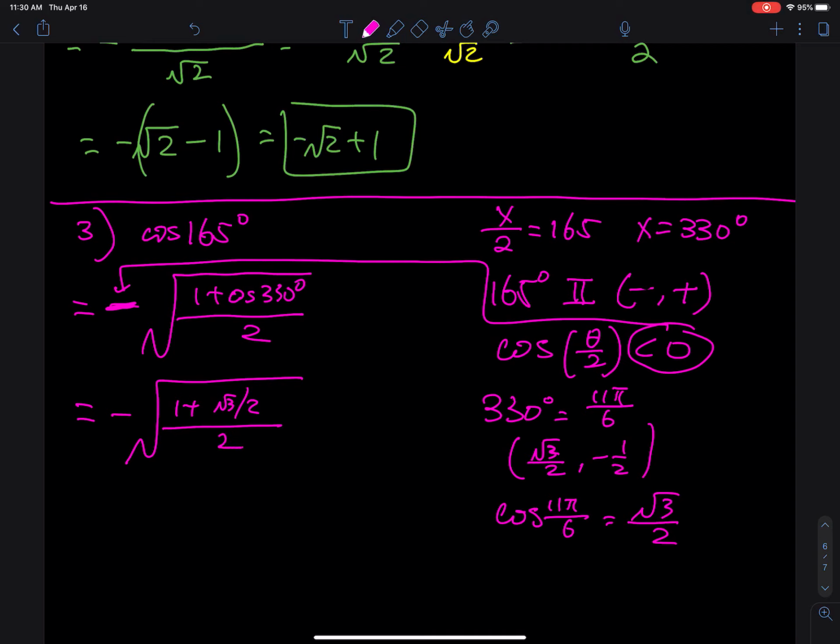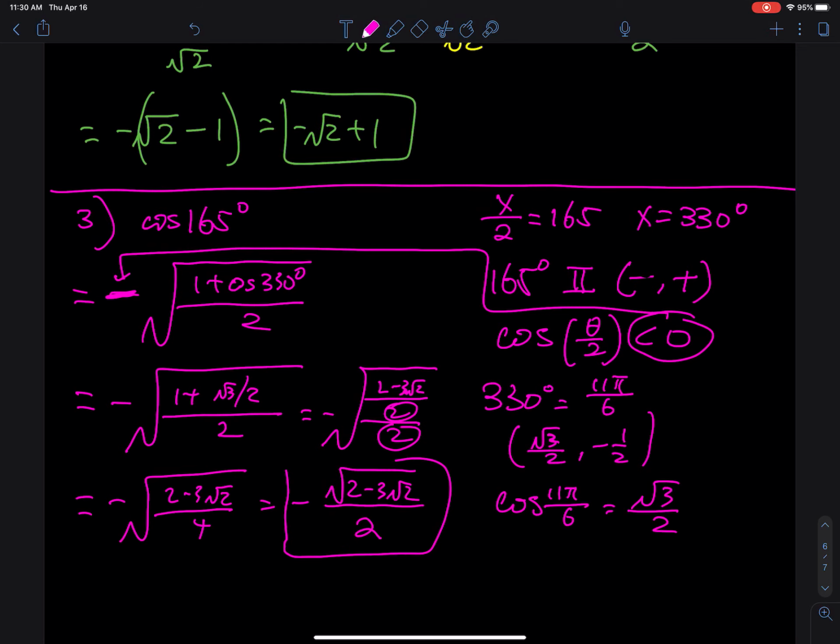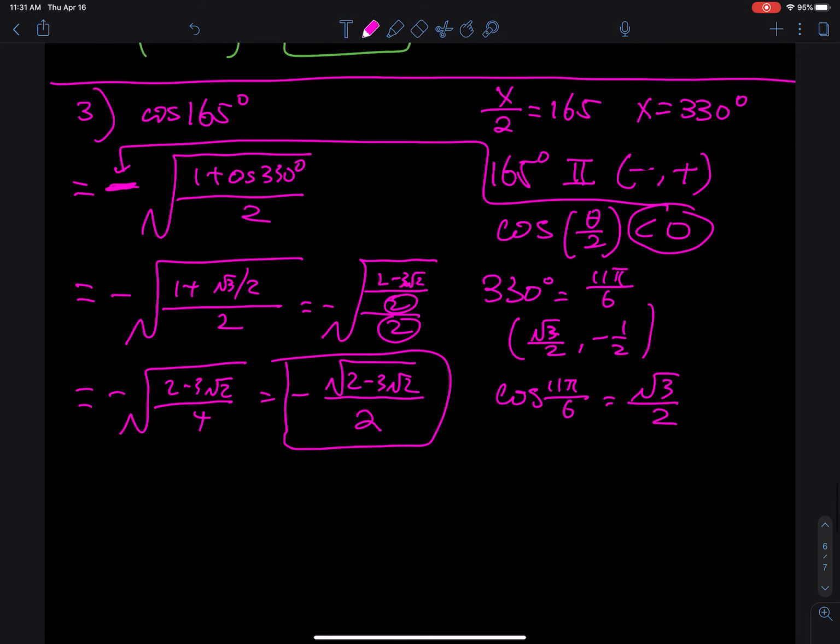And then you get a common denominator. And then this 2 and that 2 becomes a 4, right? So you have a negative 2 minus 3 root 2 over 4. So take the square root in the denominator. You have negative, the square root of 4 is 2. So this you have 2 minus 3 root 2. That is your answer.